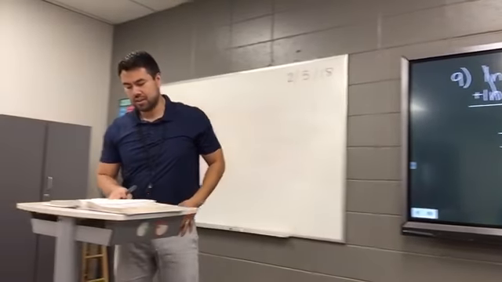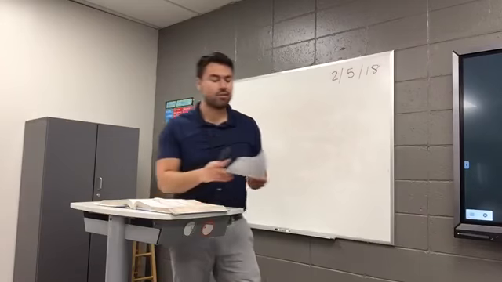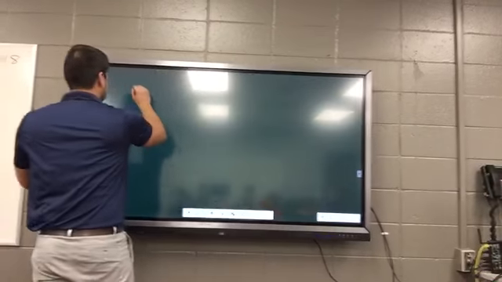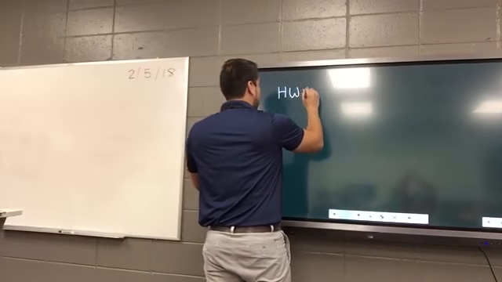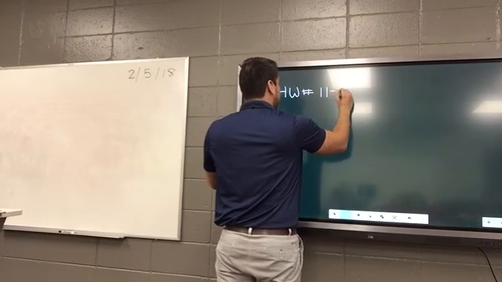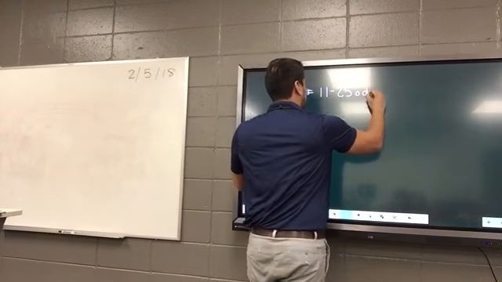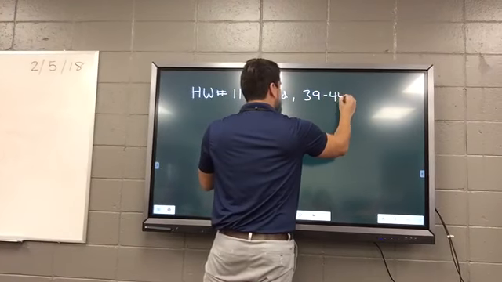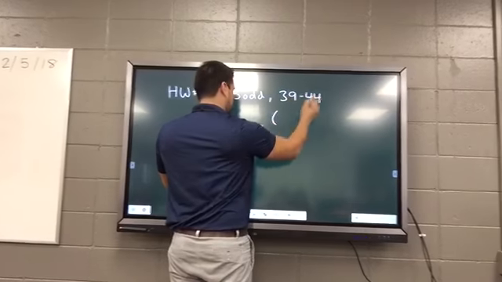Okay, your homework tonight is 11 through 25 odd. I thought it was going to be 11 through 25. I said 24. No, if you say odd, you've got to end on an odd number. I know. And then 39 to 44, all of those.